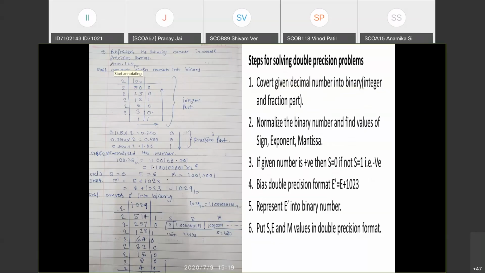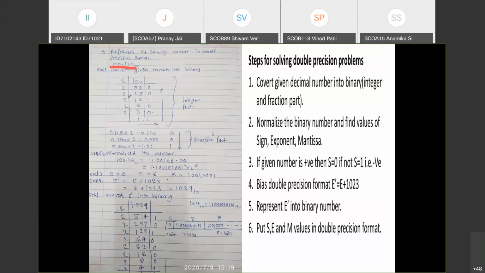Out of 100.125, 100 is the integer part. Whenever we convert a decimal integer into binary, we perform divide by 2 operations, keeping track of the remainder in the last column. So 100 divided by 2 is 50, remainder 0. Again 50 divided by 2 is 25, remainder 0.